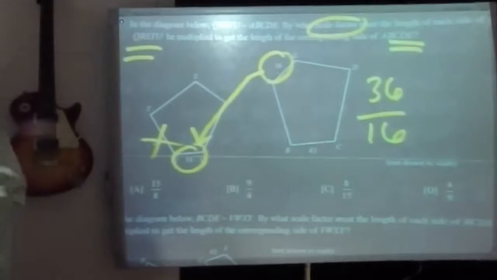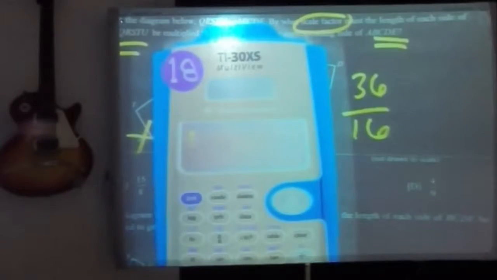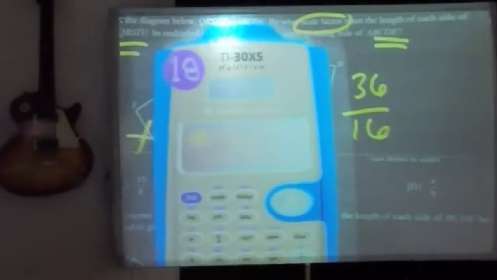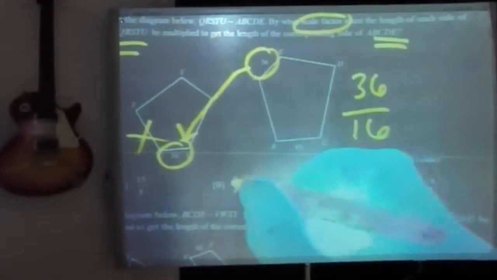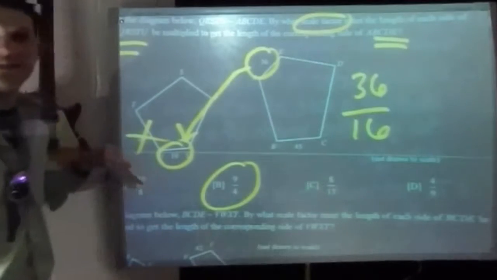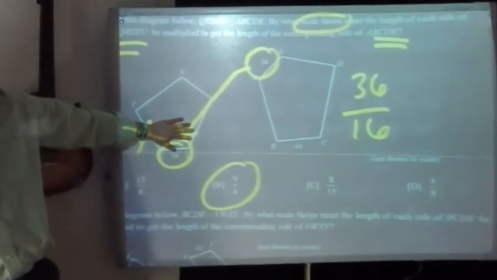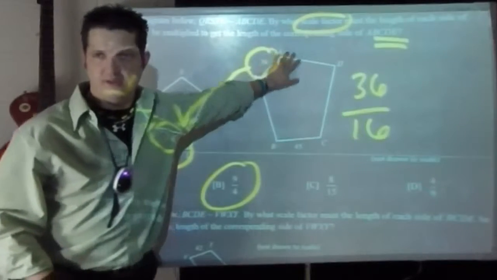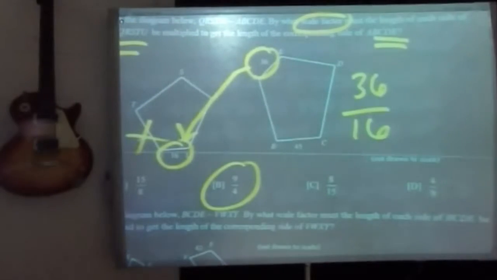You could reduce that in your head if you really want to. Go 18 over 8, but then it reduces to 9 over 4. 36 over 16 reduces to 9 fourths. So your scale factor is 9 fourths. When I ask what scale factor is at the end, you need to say, hey, that's the magic number. You multiply any side by it to get the side over here. So it's the number you multiply a side by to get the length of one in a similar figure.